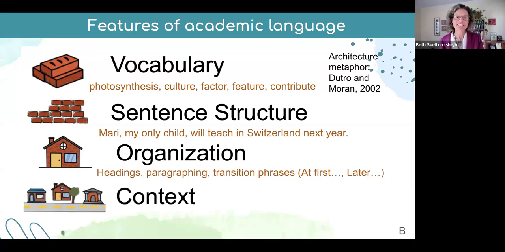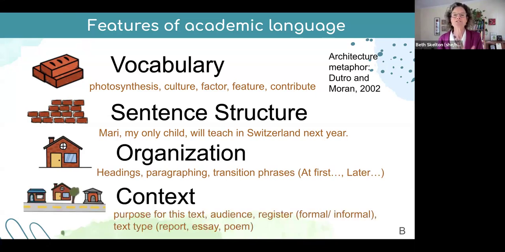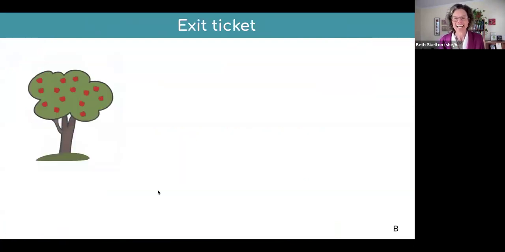Excellent. And the final piece did come up around register. Context is that sociocultural context. It includes register, the purpose for the text, the audience, and the text type. It's the report, the essay, the poem, all of that fits into context, whether it's formal or informal, who the audience is. Anyway, that's all features of academic language.